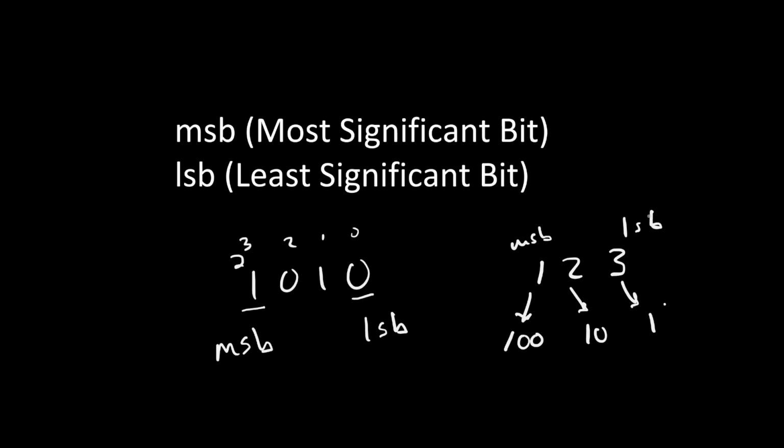Just be mindful if you see MSB uppercase or LSB, that's most significant byte versus least significant byte. Now we're talking about multiple bytes, which of course is 8 bits in 1 byte. So we're talking about a whole sequence of numbers there, not just the small snippets.